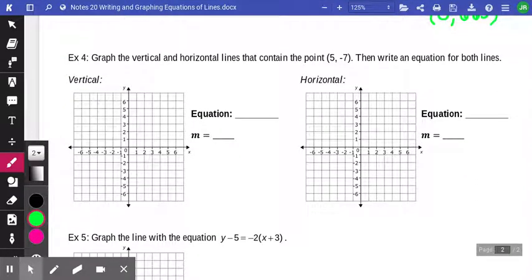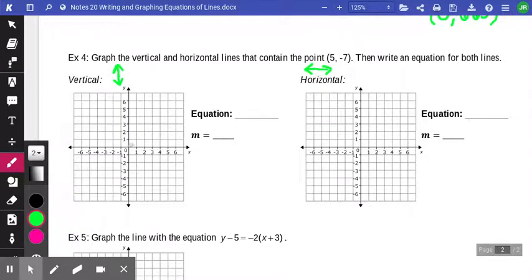All right, the next two, okay, take a little break from point-slope form. The next two are our special lines, which are vertical and horizontal lines. So remember, vertical lines, those are the lines that go straight up and down. Horizontal lines, think of the horizon. Those are the ones that go straight left to right. So it says graph the vertical and horizontal line that contains the point 5, negative 7.